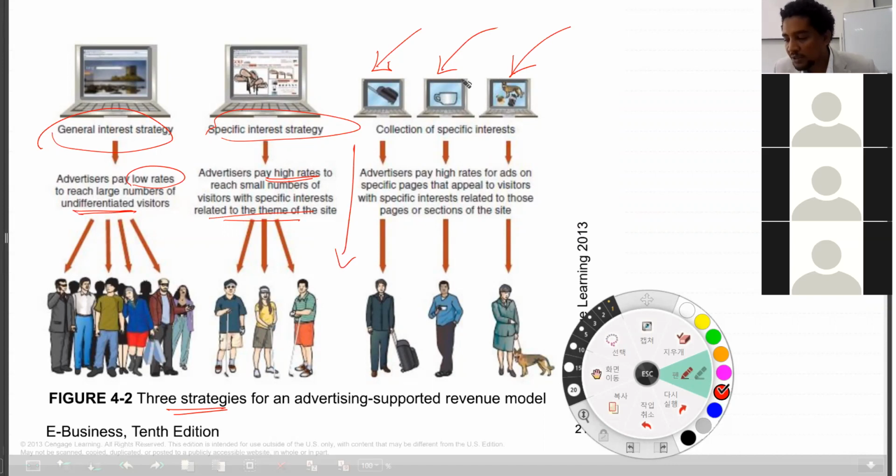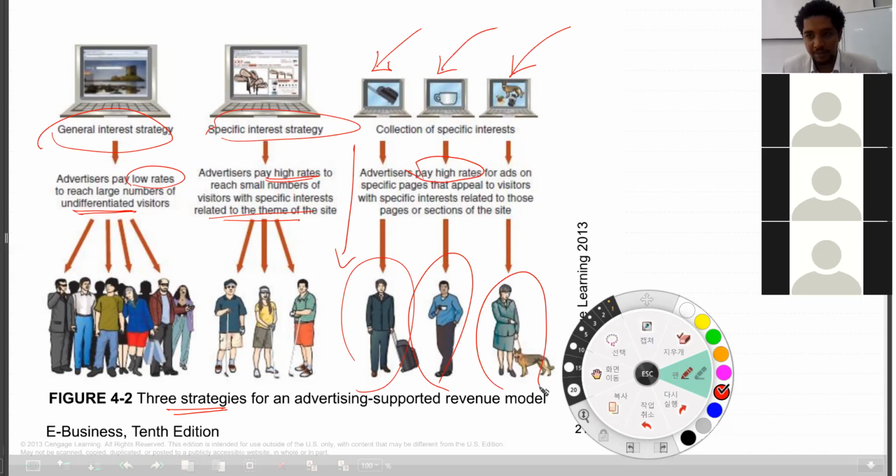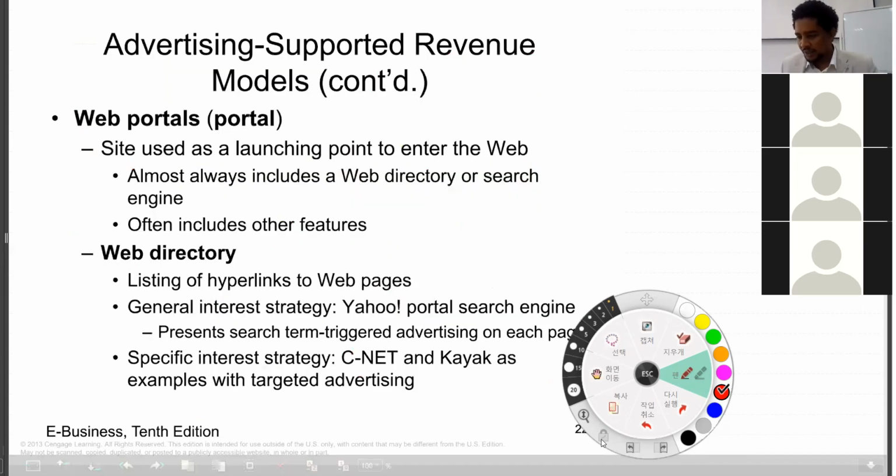So for these kinds of businesses, which are based on the advertising support revenue model, the companies pay high rates for advertising because it helps them to easily identify each individual customer. Okay, then carry on, and there are web portals.